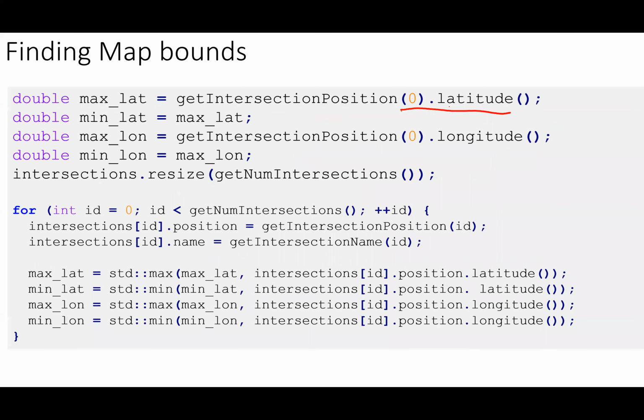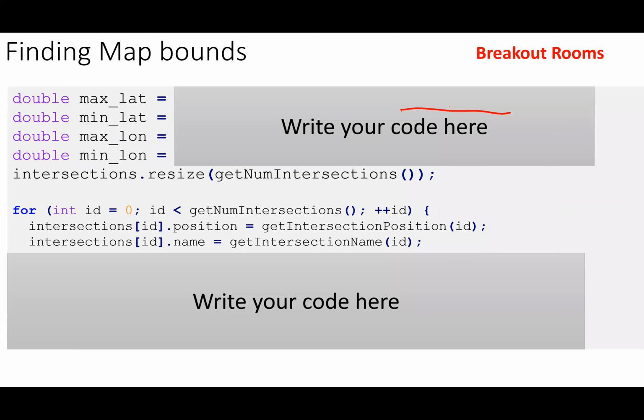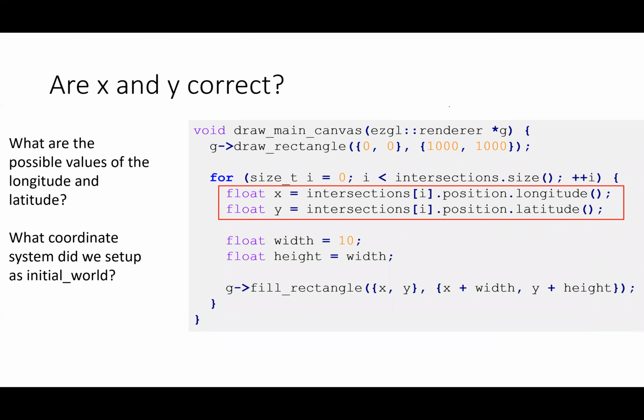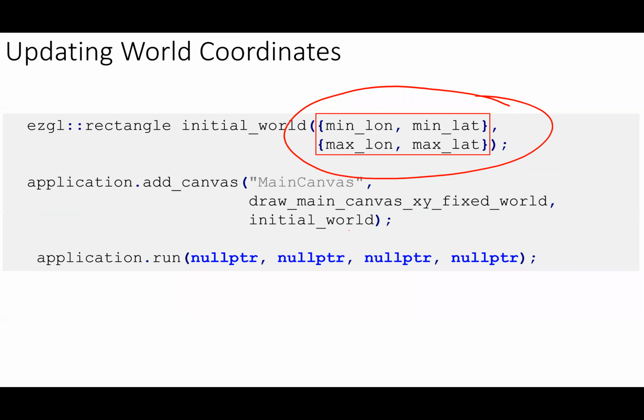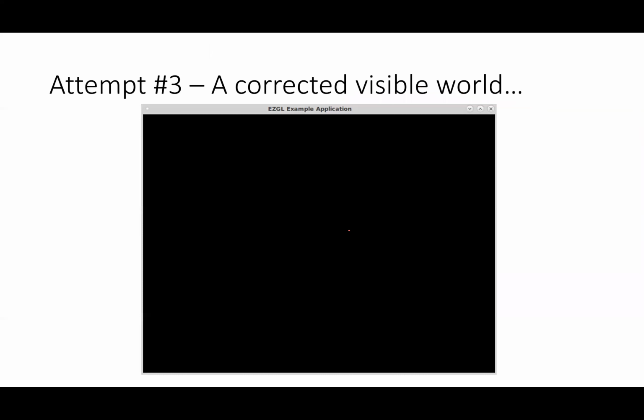How big am I drawing the intersections? Do you remember the code? If we go back here, I'm drawing them to be 10 units wide and 10 units high. How big is that? Okay, when my coordinate system was 0, 0 to 1,000, 1,000, that seemed reasonable. It's like 1% of the screen.